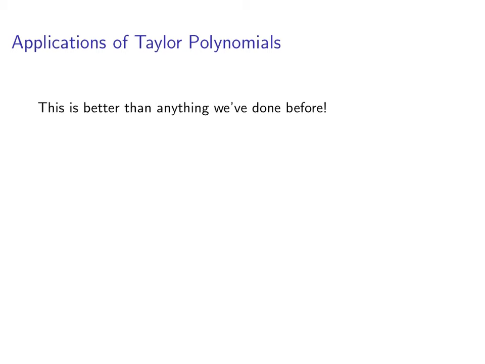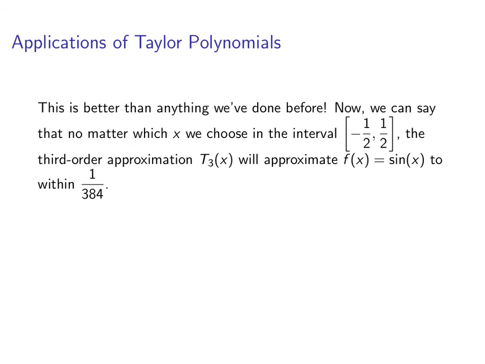Now here's the important thing. This is better than anything that we've done before. What we can say is that no matter what value of x we pick in the interval from -1/2 to 1/2, the third order approximation will approximate the original function to within 1 over 384. Before, when we tried to do approximations, we had two problems. One is we had to do it for specific values of x, and we were also limited to doing it with the alternating series test. Here, we don't have that problem.